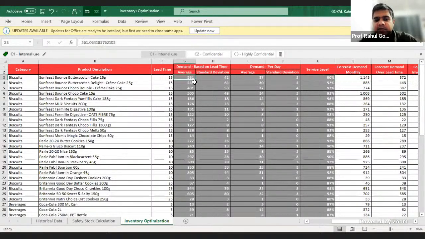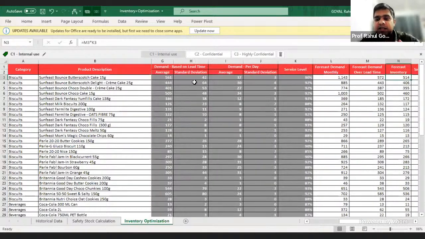And here the lead time is 15 days, which means your 15 days, which is half a month's demand, will come to 572 units. So you need to have 572 units with you to service 15 days of demand, because after that you will get the replenishment from the supplier, right? But do you really need 572? No. Why? Because the manufacturer is saying I'm okay with 90% service levels. So what you can keep with you is 514, which is 90% of 572, right?